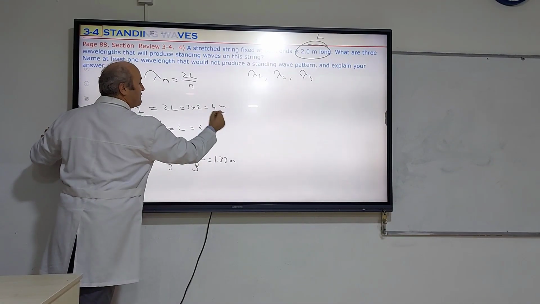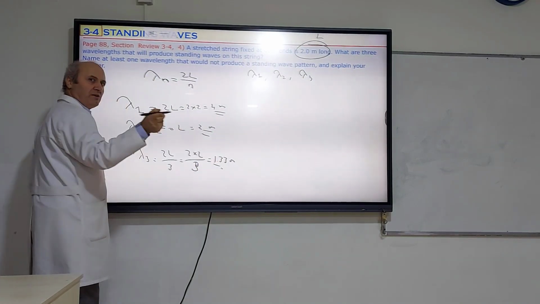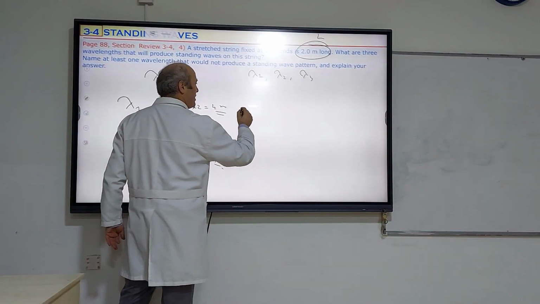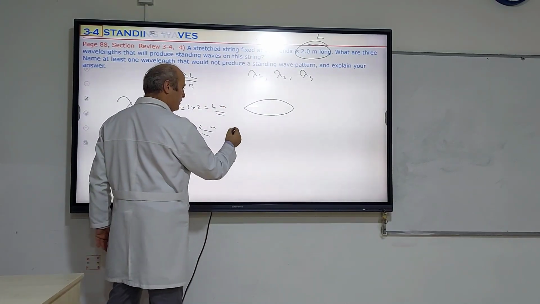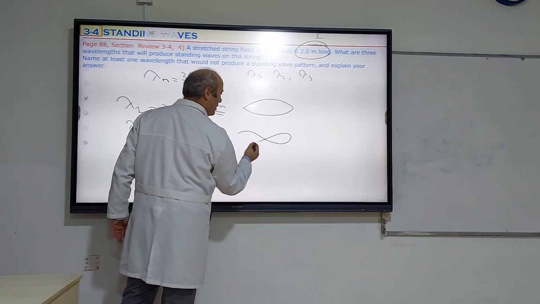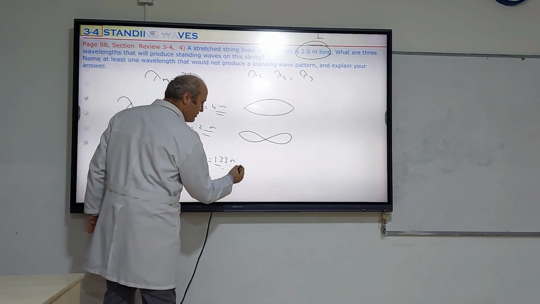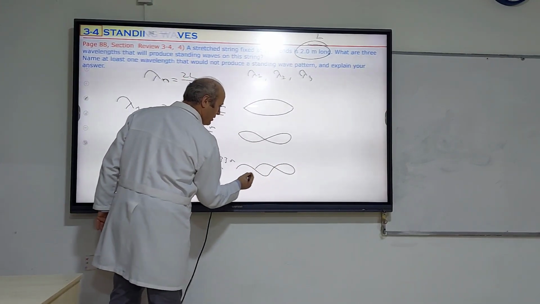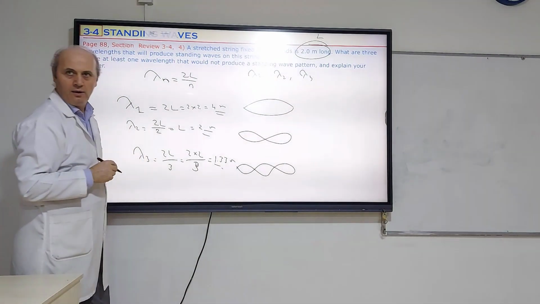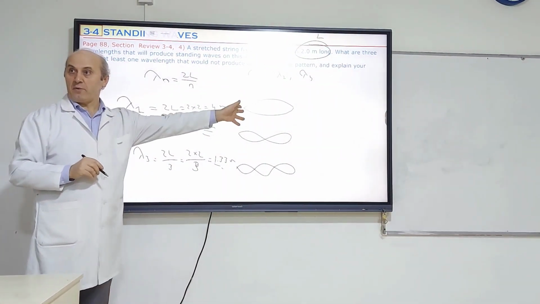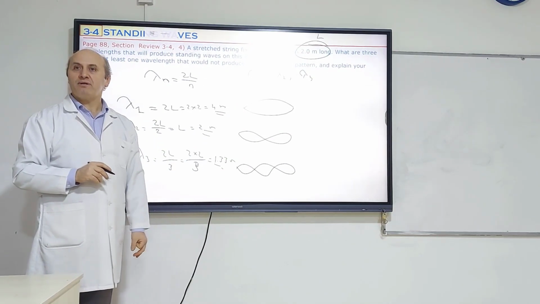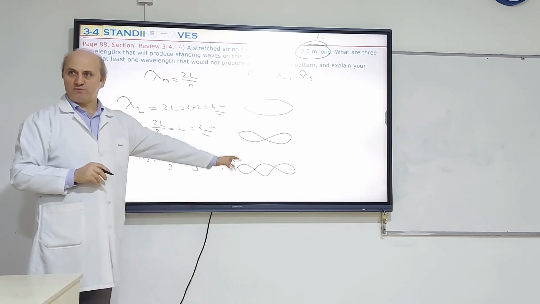These are the wavelengths which produce a standing wave, and remember the pattern. Pattern of the first harmonic was like this. 1 loop. Second harmonic, 2 loops. Third harmonic, 3 loops. These are the wavelengths which produce a standing wave. No other numbers can form these patterns.